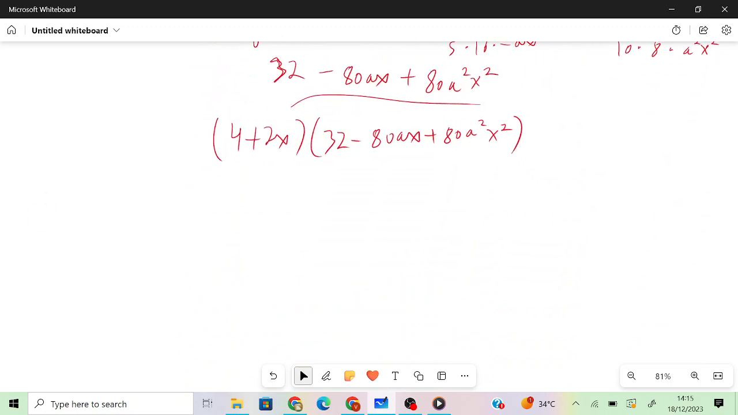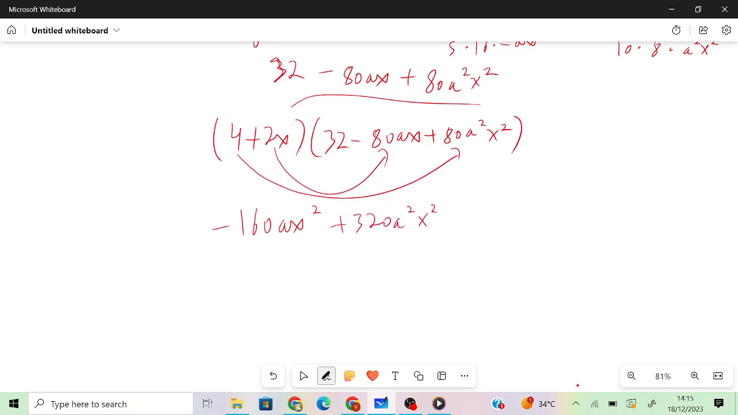So again, we look at the multiplications that can give us the power of x to be 2. So 2x times minus 80ax gives me minus 160ax squared, and then I can also use 4 and this guy, so 4 times 80, that's plus 320a squared x squared equals minus 15x squared.